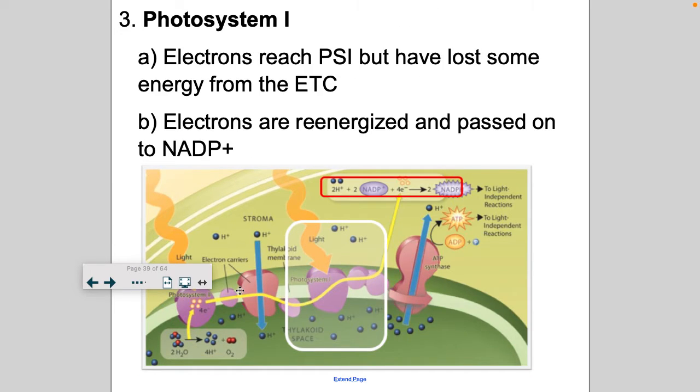Okay, so then those electrons, after they travel through the ETC, are going to go to photosystem 1. And when they reach photosystem 1, they've lost a little bit of energy from the ETC, and they're going to get re-energized. So these electrons get re-energized, bounced to a higher energy state where they get picked up by our electron carrier, NADP+, to become NADPH.